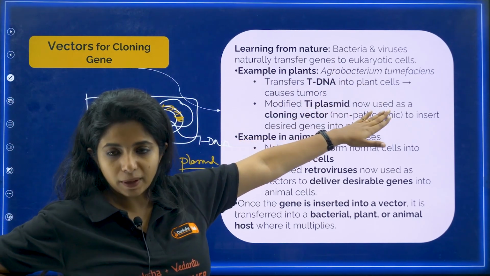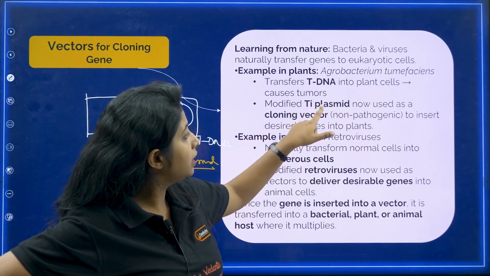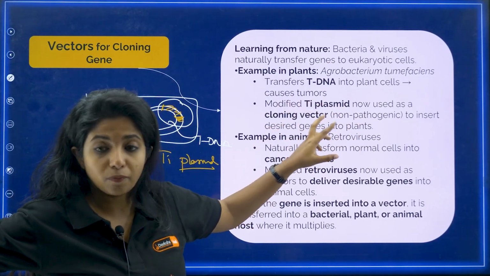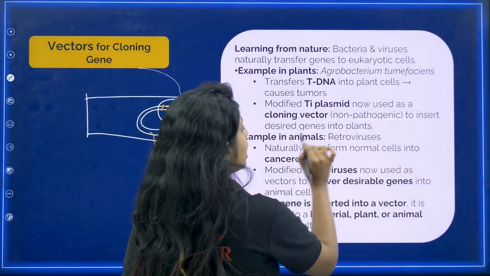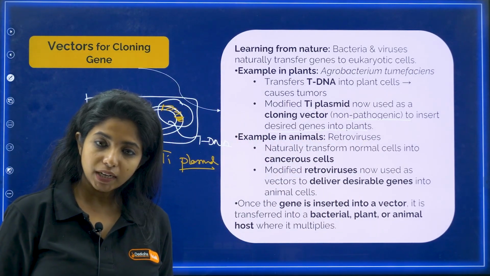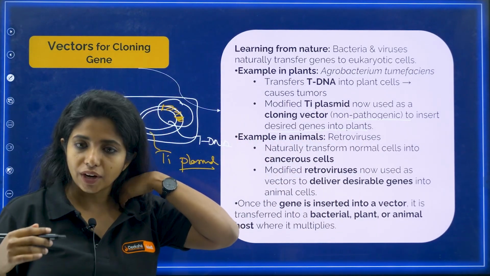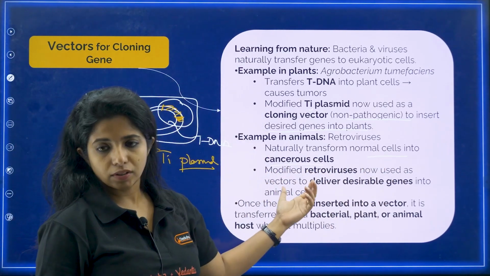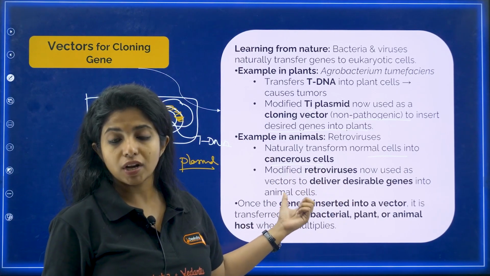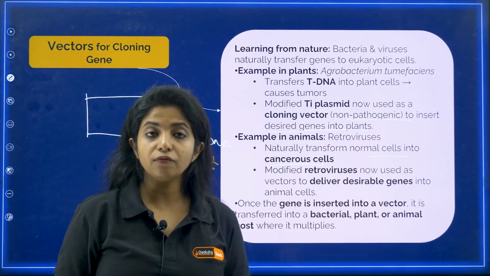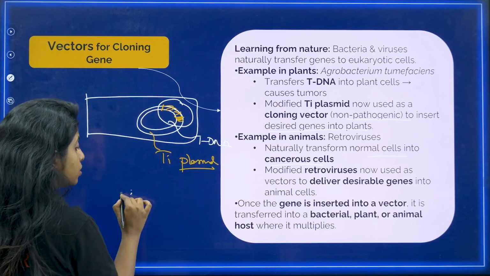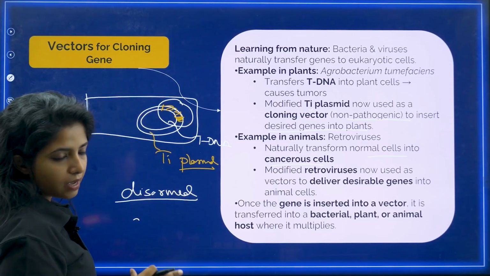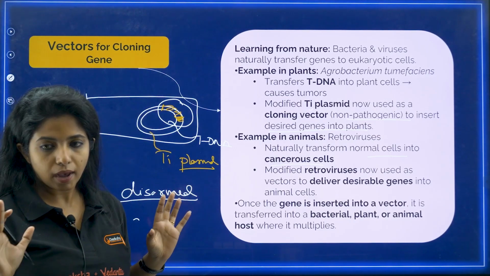So the example in plants is Agrobacterium tumefaciens. It transfers tDNA into the plant cells, which causes tumors. The modified Ti plasmid, my dear children, that is tumor-inducing plasmid, is now used as a cloning vector. It is used as a non-pathogenic vector to insert desired genes into the plants. Got it? Now we talk about animals. Similarly, we also have retroviruses. Naturally they transform normal cells to cancerous cells or some other cells. A modified retrovirus can now be used as a vector to deliver desired genes. Again, we are making sure that the retroviruses that we are using are disarmed. What do you mean by disarmed? Basically, they are not going to cause us any trouble. We're just putting in the gene of interest and letting it go and attack us.